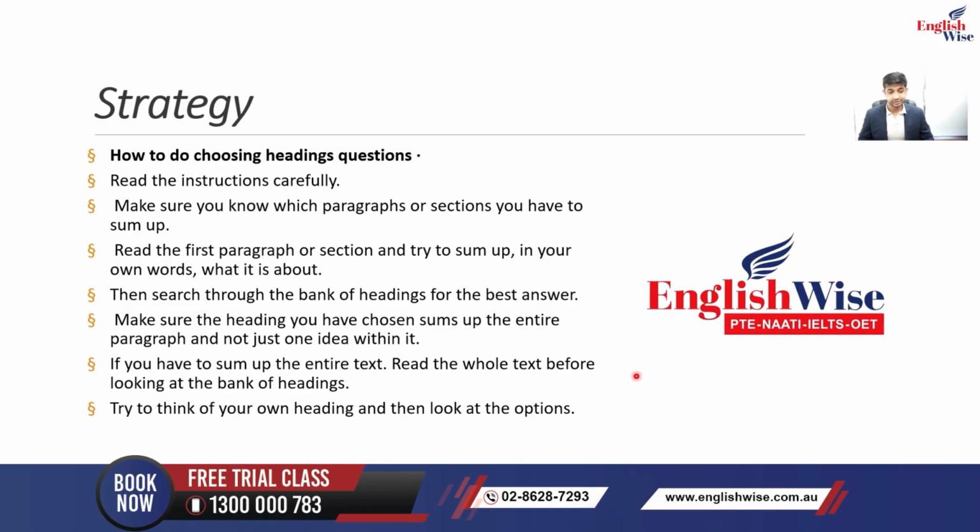To do a heading question type, read the instructions carefully first, understand how many sections you're supposed to give a heading to, read each heading one by one, and then go to the paragraphs one by one. Read each paragraph and try to find out if the heading keywords are present in the paragraph or not. See if the heading is summing up the entire paragraph. If it sums up the entire paragraph, then that heading is appropriate for it.